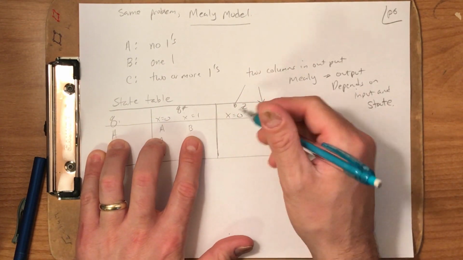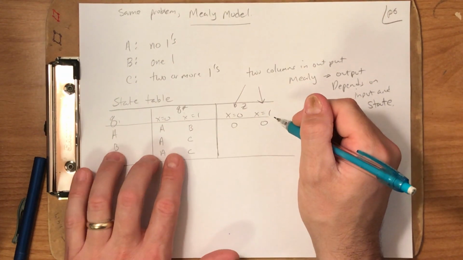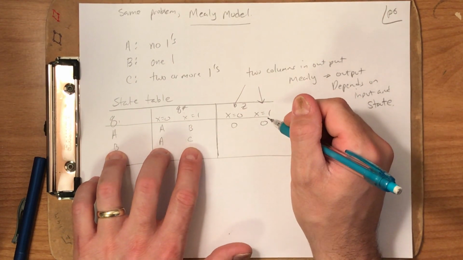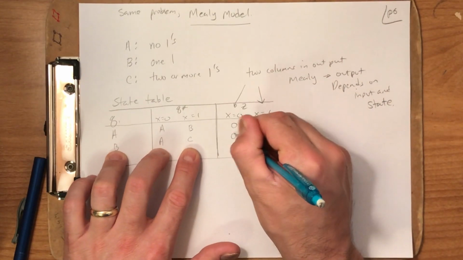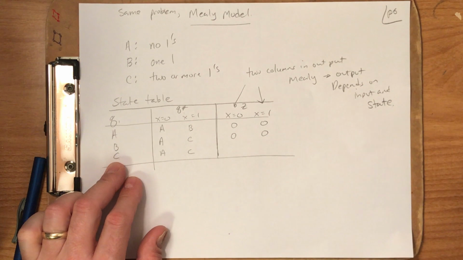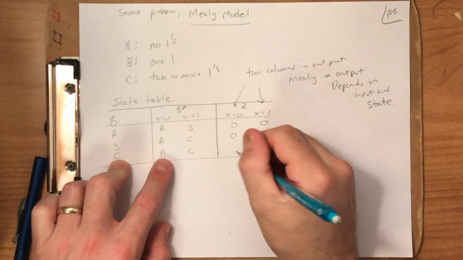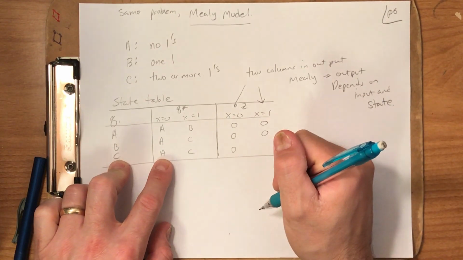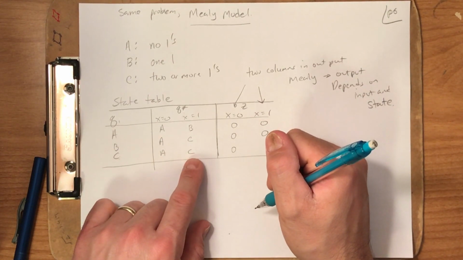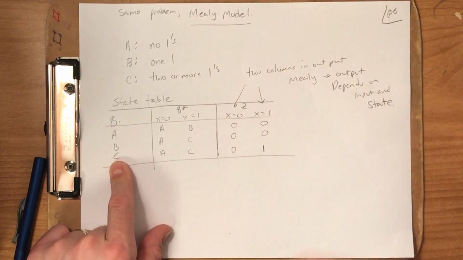So in either case here, in state A, we'll output a 0. In state B, we output a 0 in either case. If we're in state C, we've gotten two 1s, but if then we get a 0, our output's a 0. If we get a 1 in state C, here's where we finally output a 1.